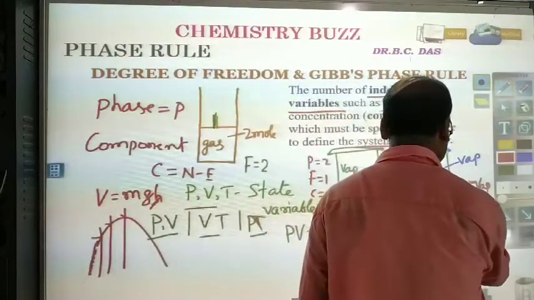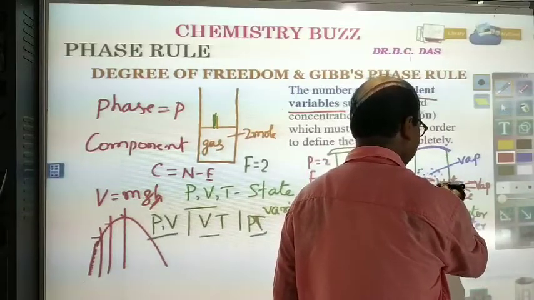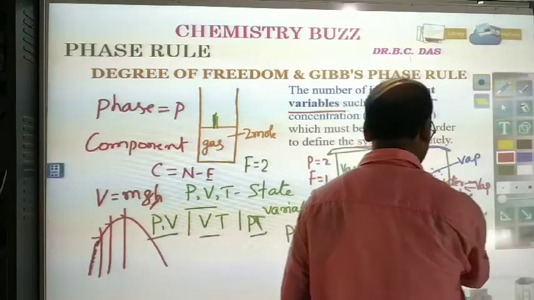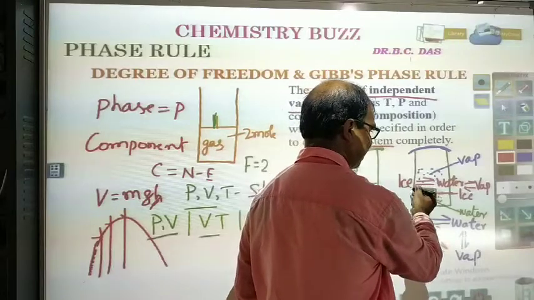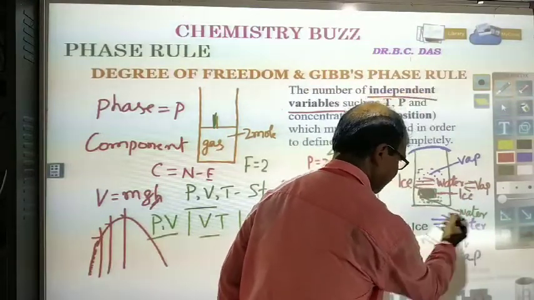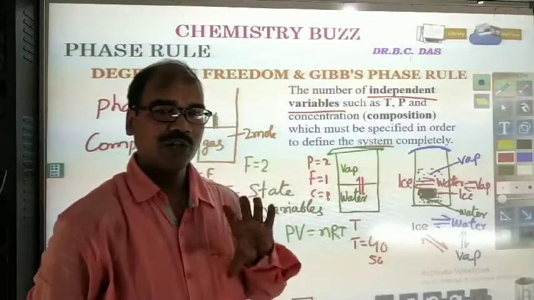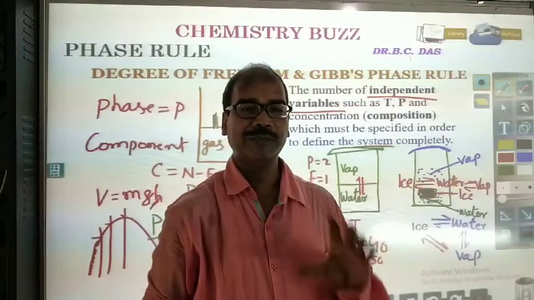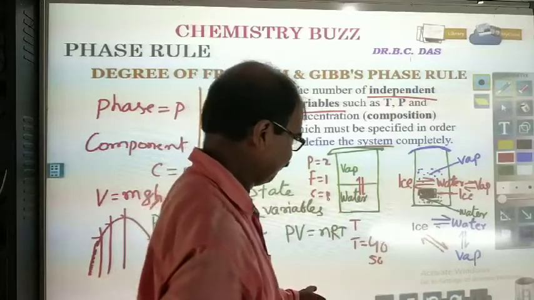Now consider a more specific example, that is the condition in which ice, water and water vapor mutually coexist. That means the three phases coexist.